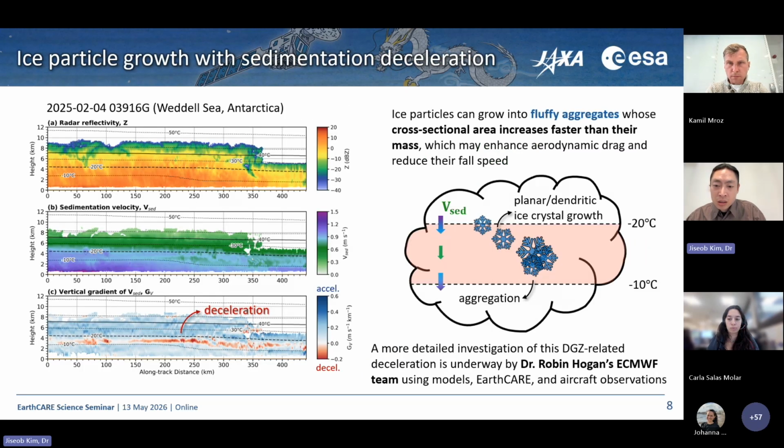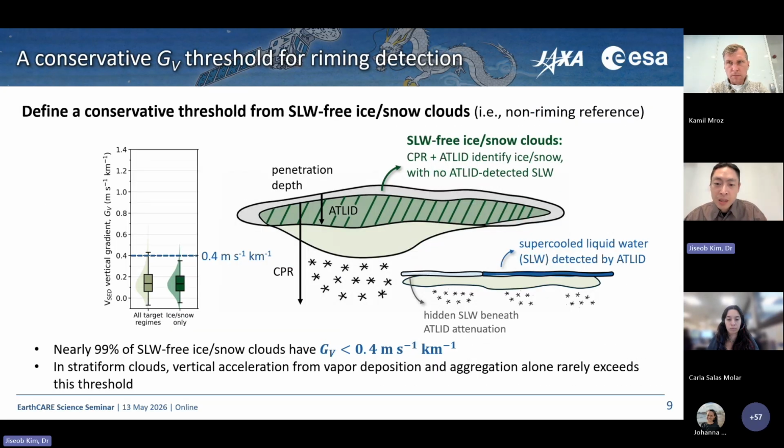But if you see in this previous slide's figures, aggregation tends to show deceleration, and the gradient is slightly larger at the upper part than below. So I think this is still a reasonable non-riming reference group. And what we found is that about 99% of these clouds have a gradient smaller than 0.4 meters per second per kilometer. In other words, vapor deposition and aggregation alone rarely produce acceleration larger than this value in stratiform cloud. So I use this value as a threshold for riming detection.